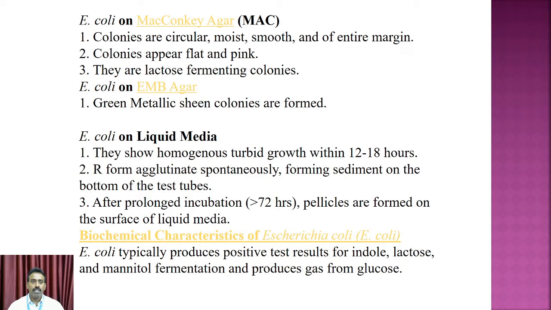So next one, E. coli on MacConkey agar medium. The colonies are circular, moist, smooth, with an entire margin. The colonies appear flat and pink in color. They are lactose fermenting colonies. Next one, E. coli on EMB agar medium. So green metallic sheen colonies are formed on EMB medium, eosin methylene blue agar.